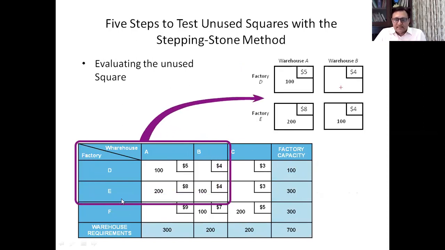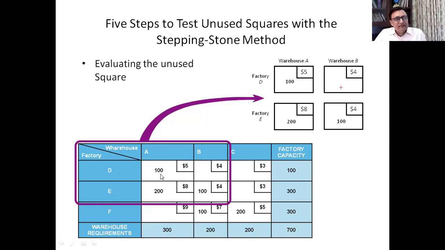Suppose this table is given to all of you. Here D, E, and F are the 3 factories, and there are 3 warehouses A, B, and C where you have to transport the goods. By using any methodology, we have obtained this solution. Here there are 3 rows and 3 columns, which means 5 allocations should be there, and we have 5 allocations in this table.